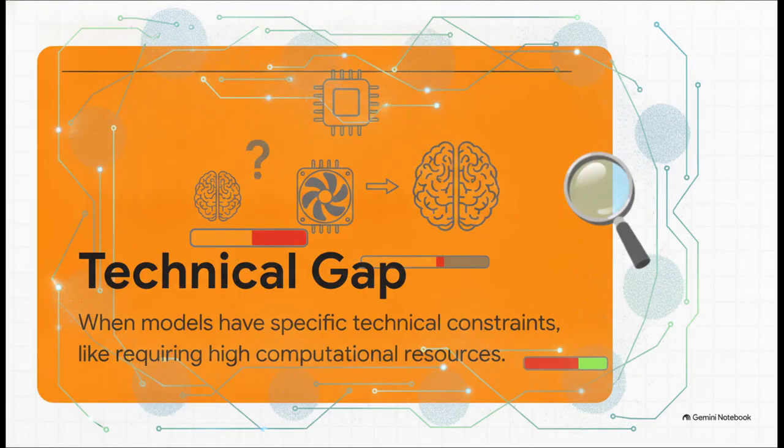First up, the technical gap. This happens when existing systems hit a hard technical wall. Say you've got an AI model that's incredibly accurate, but it requires a supercomputer to run on. That massive compute requirement is a technical constraint, and it screams for a solution, like developing a lightweight model that maintains accuracy but uses way fewer resources.